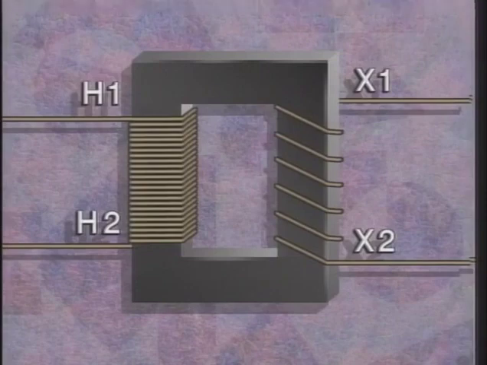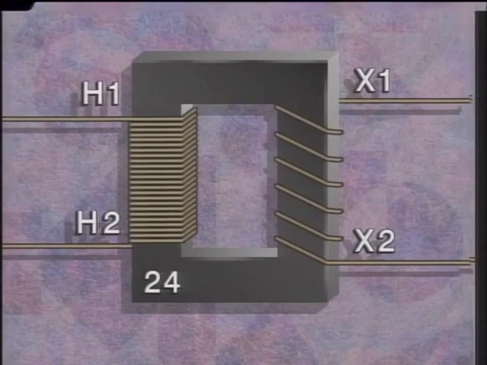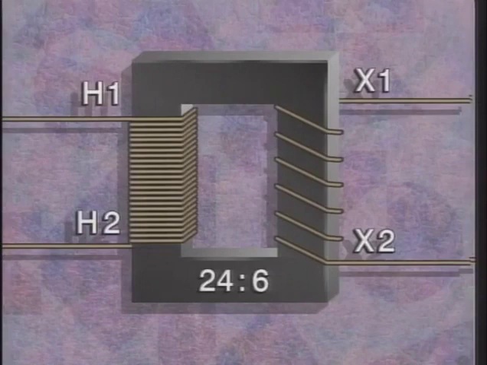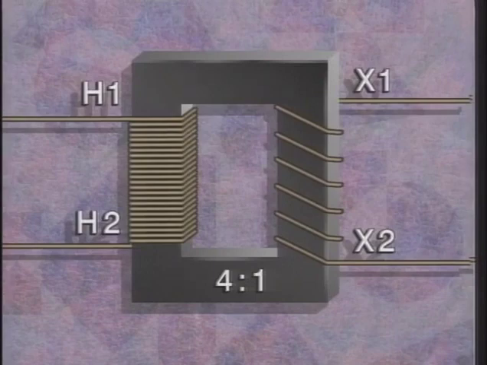For example, in this simplified illustration of a transformer, there are 24 turns in the primary winding and 6 turns in the secondary winding. This gives a turns ratio of 24 to 6. A turns ratio is usually stated in its lowest terms, so this turns ratio would be stated as 4 to 1. A transformer's turns ratio determines its voltage ratio.